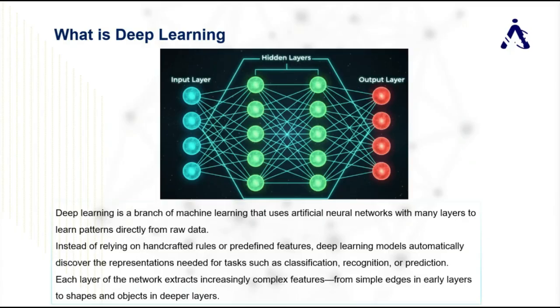So first, what is deep learning? It is a branch of machine learning that uses artificial neural networks with many layers to automatically learn patterns directly from raw data. Instead of manually designing features, deep learning models figure them out on their own, starting from the simple edges in the first layer to shapes and corners and eventually the entire object in the deeper layers. That is why deep learning has completely transformed computer vision.